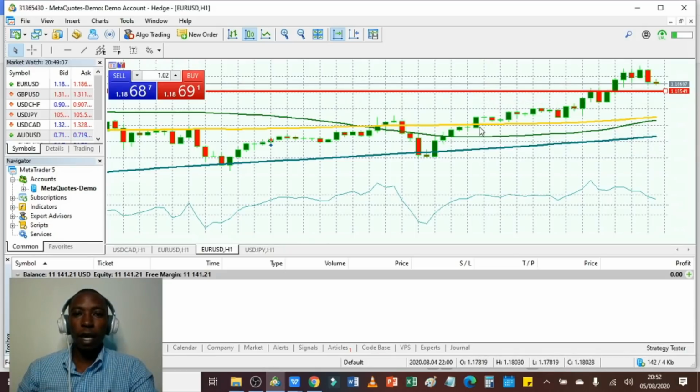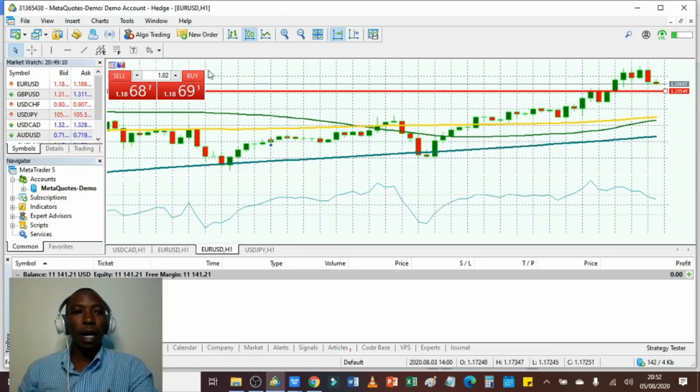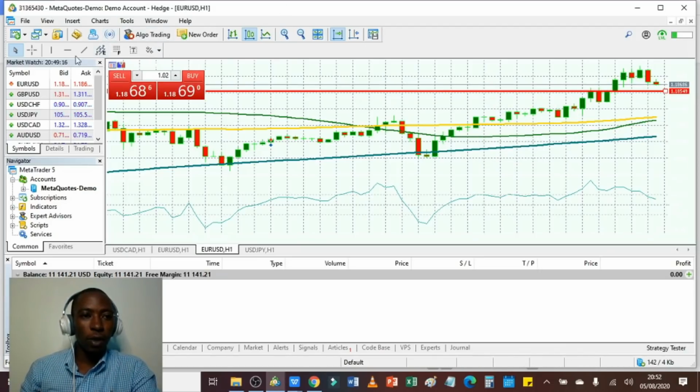That is everything about moving averages. We shall cover them in the upcoming lectures. And then thirdly, another tool I use are trend lines. As you can see over here in the menu bar, these are the trend lines.